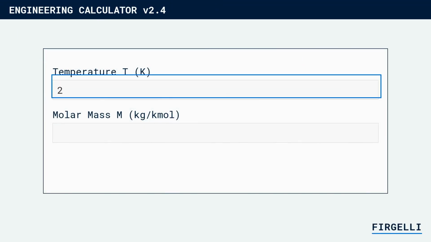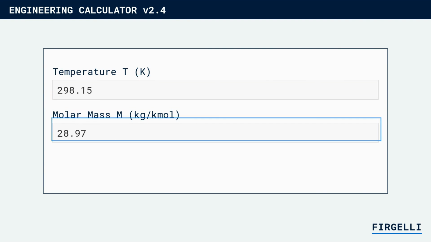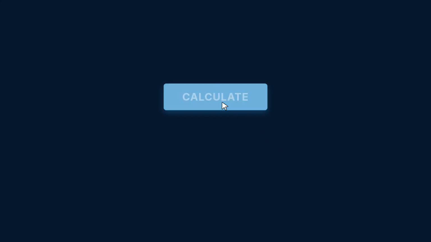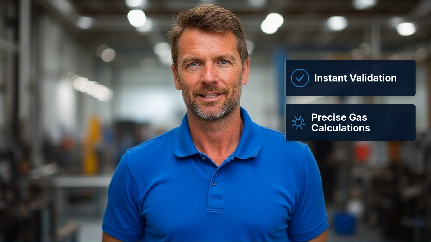I'm using 298.15. Finally, molar mass M in grams per mole. I'll enter 28.97 for air. After clicking Calculate, the results appear below. The primary result shows your calculated volume based on the ideal gas equation. The output includes proper units for the selected calculation mode.